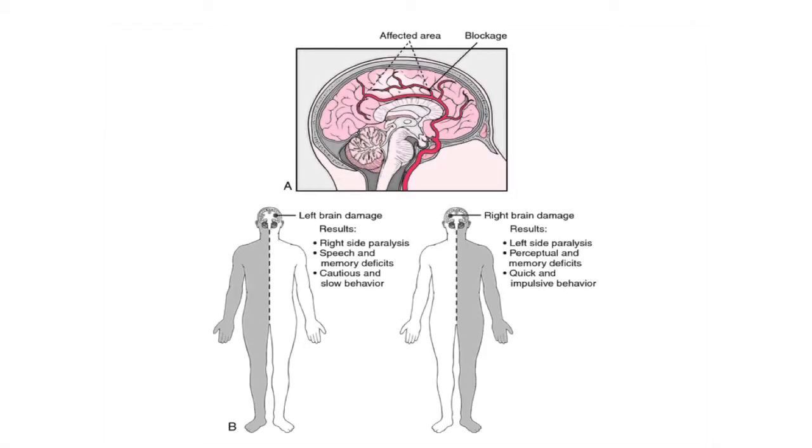So this was just an image to show you basically the brain and how if there's damage on the left side of the brain, you'll see symptoms on the right side of the body and vice versa, okay?